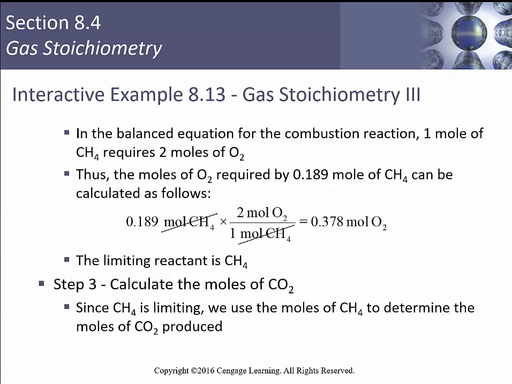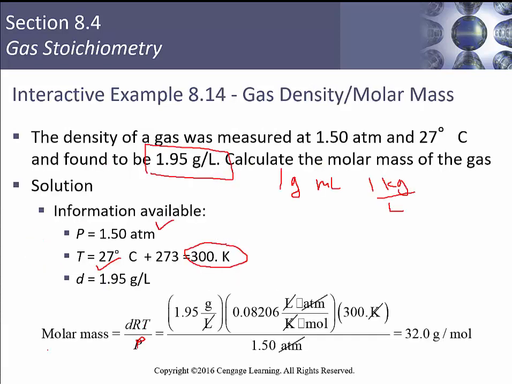In the balanced chemical equation, 1 mole of CH4 requires 2 moles of oxygen. Thus, the moles of oxygen required by the 0.189 moles of CH4 can be calculated as follows. So 0.189 moles of methane times 2 moles of oxygen per mole of methane gives us 0.378 moles of oxygen, which means that we're going to need, in this case, if we take 32 and divide it by 2, we're going to end up with 16. So that's going to be oxygen, diatomic oxygen.